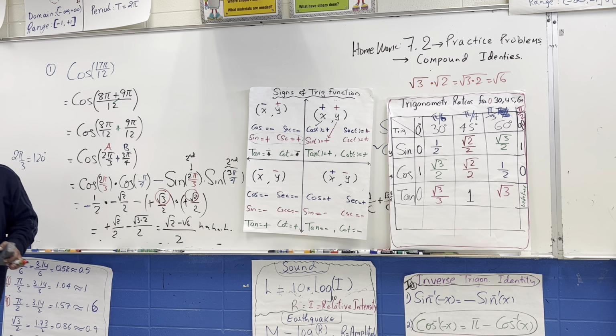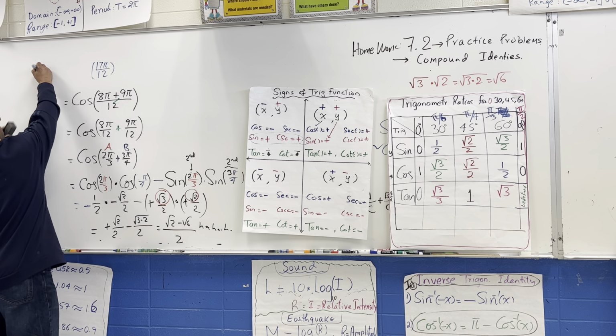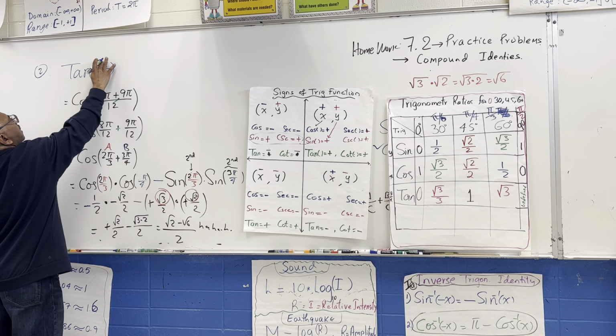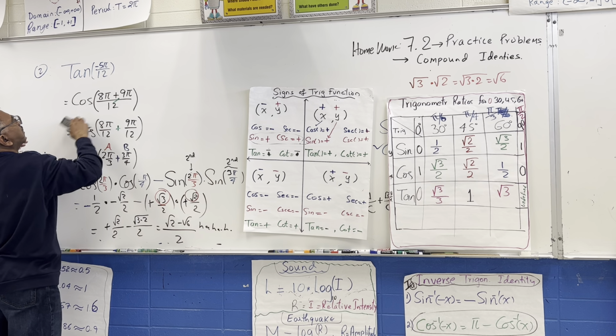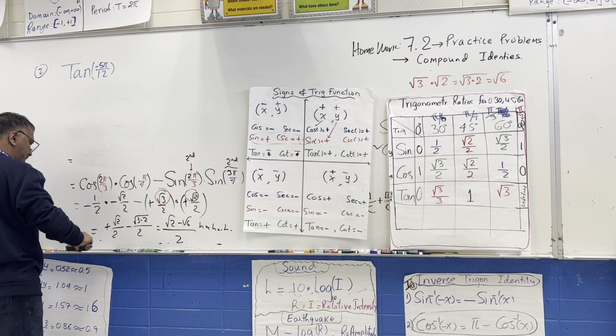The only change you'll see in the second problem is tangent of minus 5 pi by 12. So this is tangent of minus. So how do we write this part? I need your help, assistance.